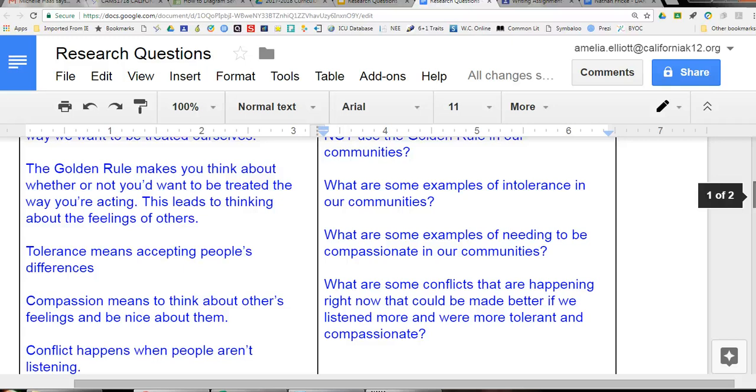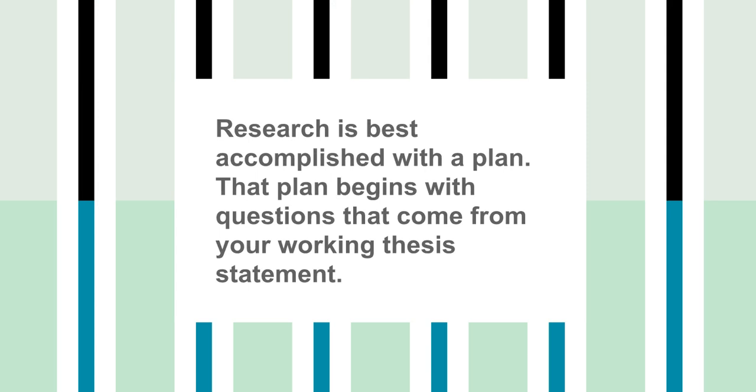Following this now, we have a list that gives us things to research where we're looking for specific examples that will help us develop our ideas. And this means that we need to remember that research is best accomplished when we begin it with a plan, and that research plan starts with questions you develop from your working thesis statement, otherwise known as research questions, which list the things you need to know or want to know before you can start writing your paper.